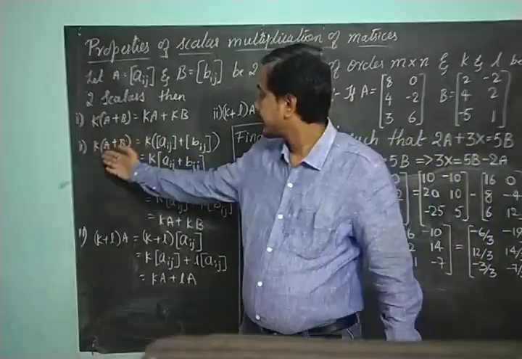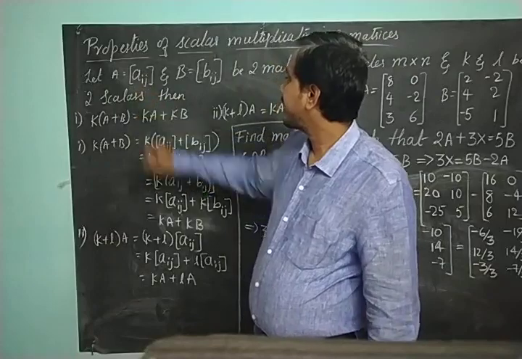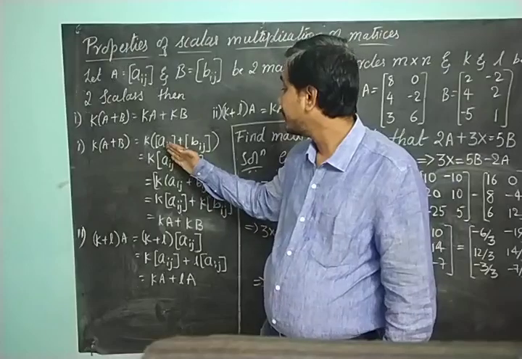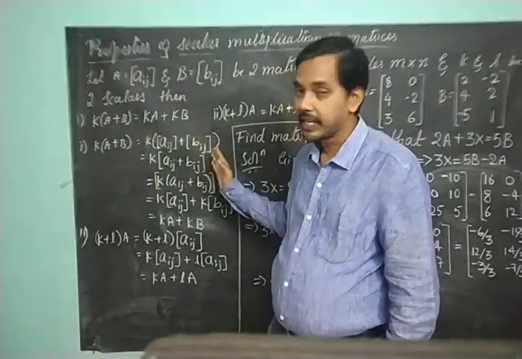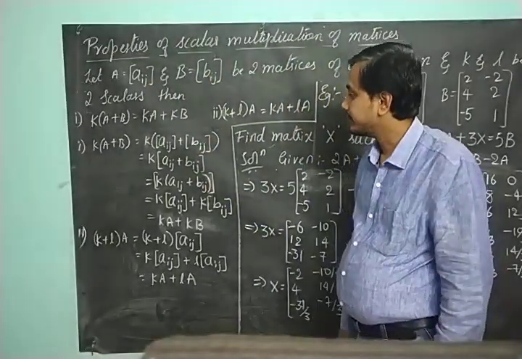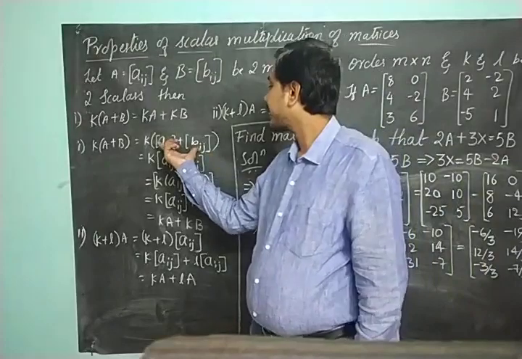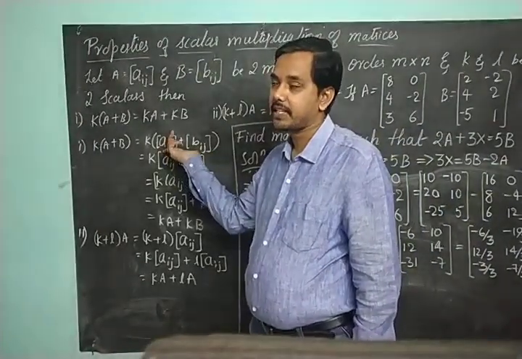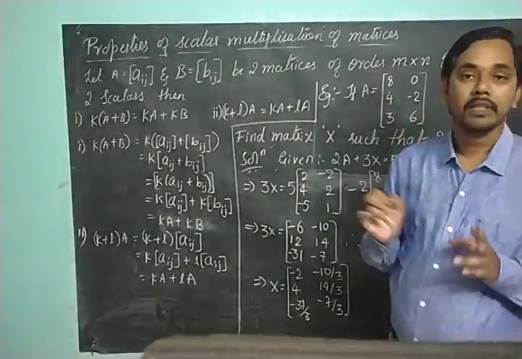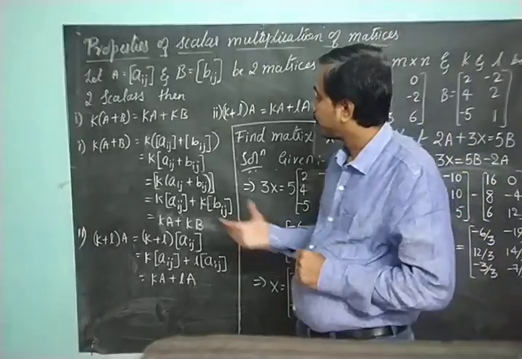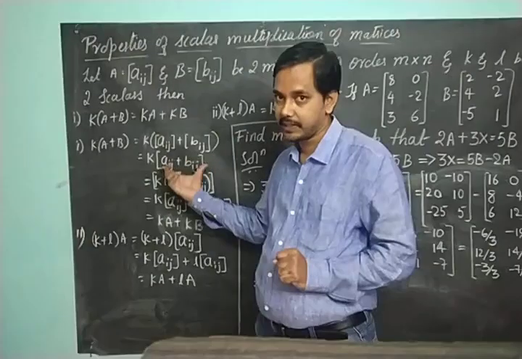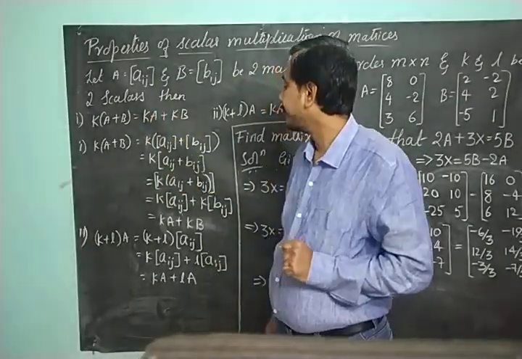K of A plus B. What is A? It is Aij. What is B? Bij. So I can write K of A plus B as K of Aij plus Bij. Instead of A and B, I replace them with the matrices Aij and Bij. What is the addition here? Aij and Bij are added. When two matrices are added, we get a resultant matrix. The sum of two matrices is also a matrix. So I can write Aij plus Bij inside a matrix, the resultant matrix of A plus B, right?